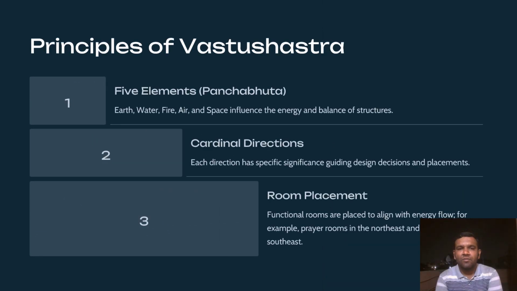Principles of Vastu Shastra: one is the five elements, called the Panchabhuta, that is earth, water, fire, air, and space, which influence the energy and balance of structures. Cardinal directions: each direction has specific significance, guiding design decisions and placement. And one more is room placement. Functional rooms are placed to align with energy flow, for example, prayer rooms in the northeast and kitchens in the southeast.